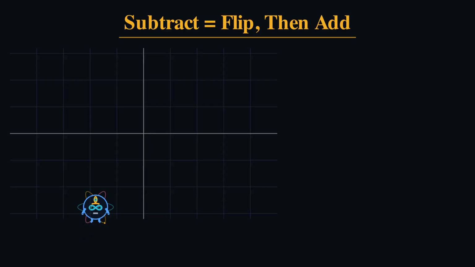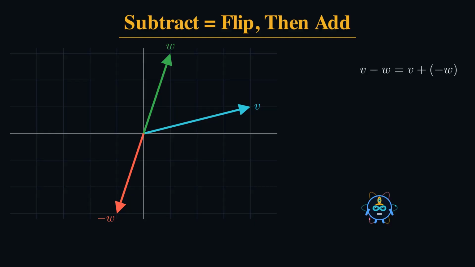V minus W. Here is the secret. Subtraction is just addition in disguise. V minus W is V plus the flip of W. So first, flip W. Spin it around to point the exact opposite way. That is minus W. Now add it the way you already know, tip to tail. Slide the flipped arrow so its tail sits on V's tip and walk it. Where you land is V minus W.